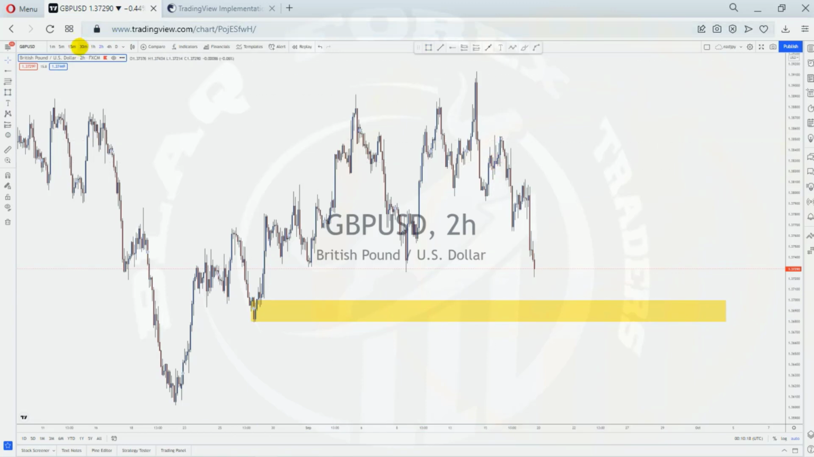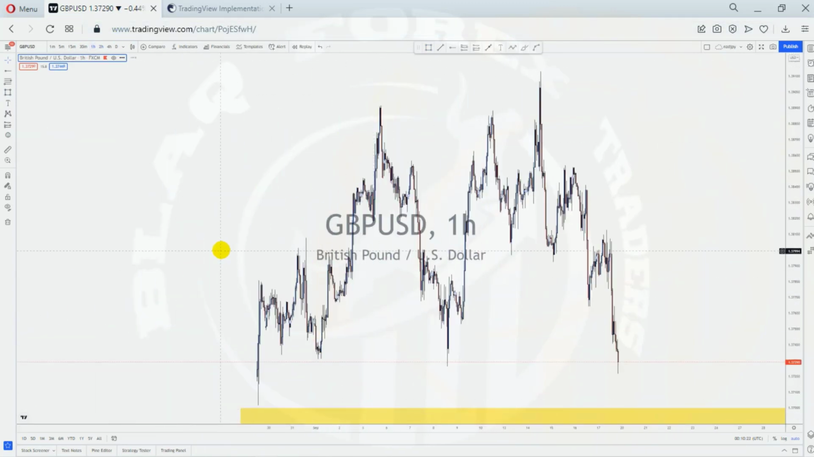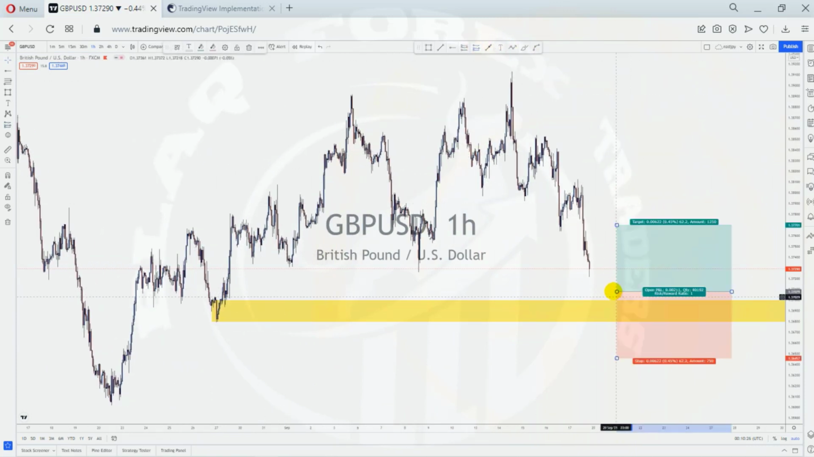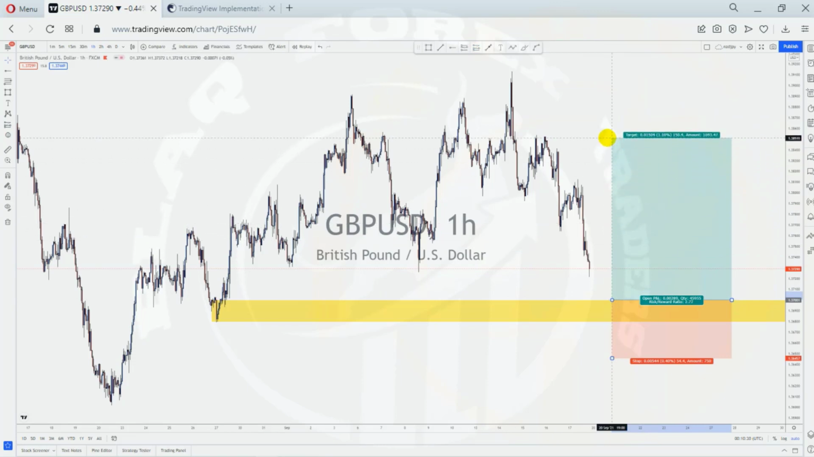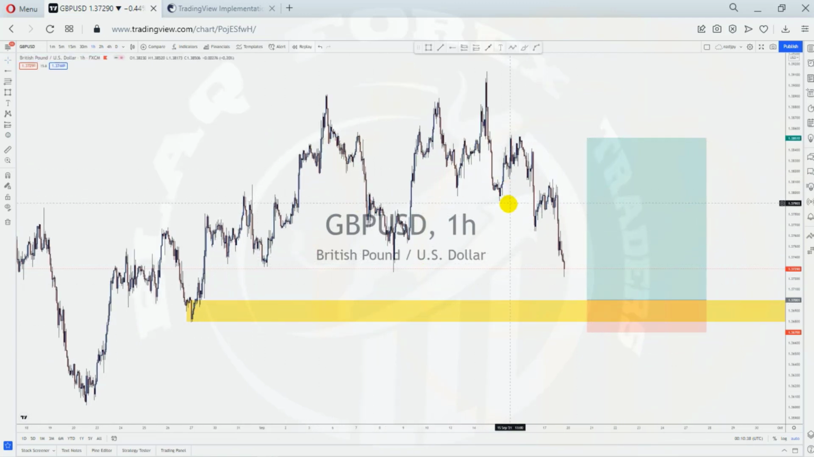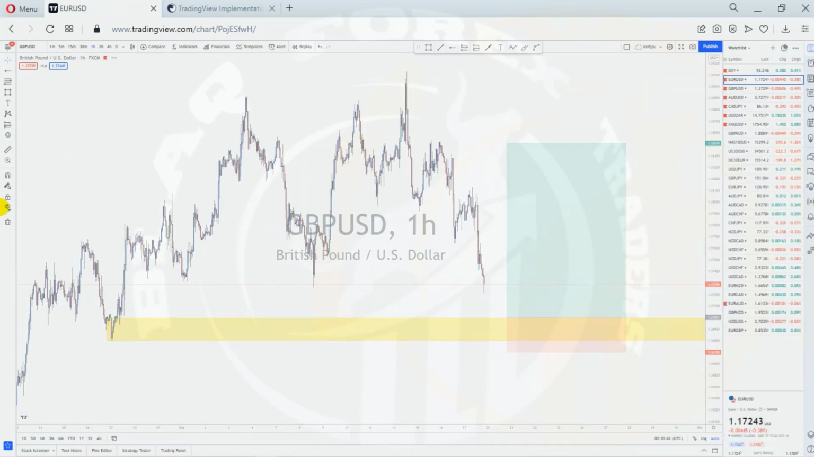Let me go to a smaller time frame, 1 hour. I have to zoom it out. Same thing here. Still waiting for what? For a buy opportunity. It might not be a long-term buy, but I'll grab more than 50 pips on this one here. So this is what I'll be looking for on GBPUSD. So this is the setup for next week. So let's look at AUDUSD.